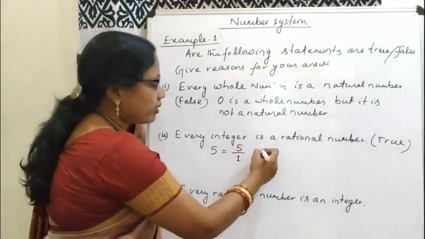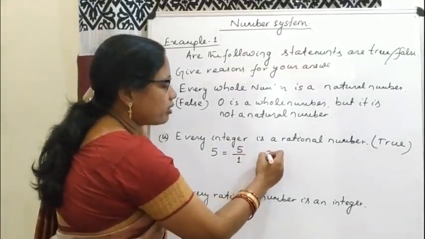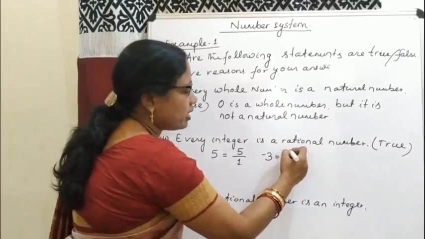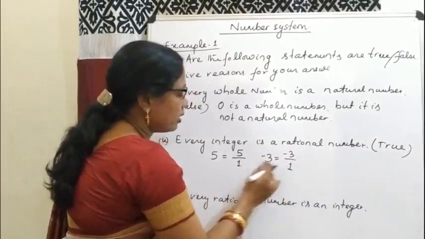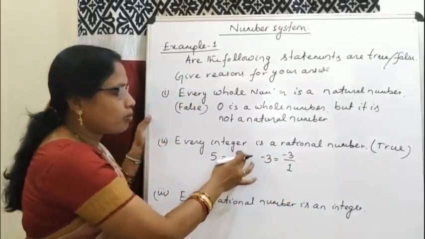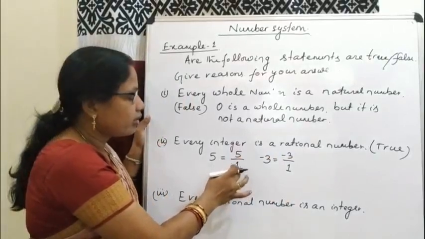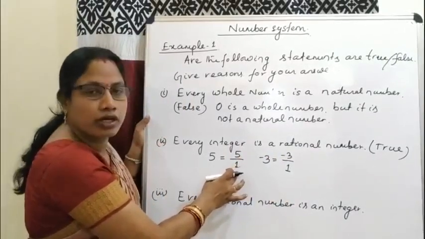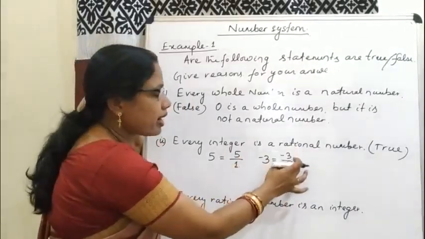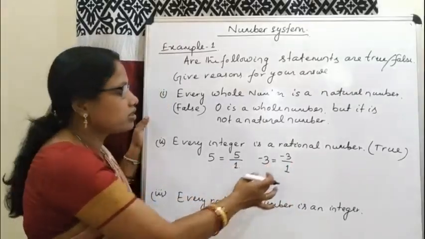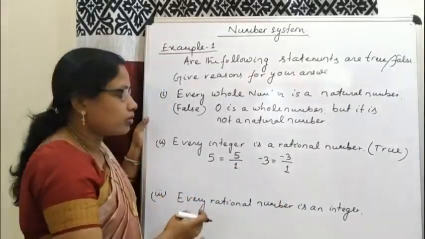And another number you can write, that is minus 3. It can be written as minus 3 by 1. So here in 5 by 1 both are integers and the denominator is not equal to 0. Here also minus 3 and 1 both are integers and denominator is not equal to 0.